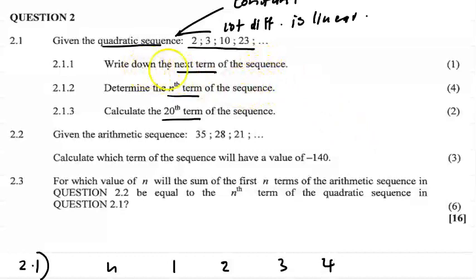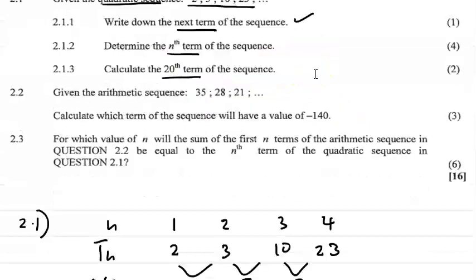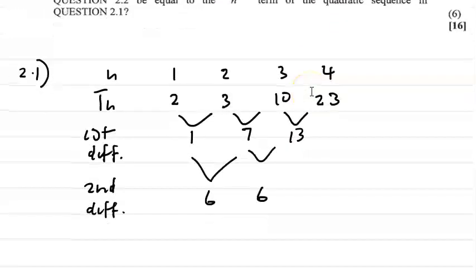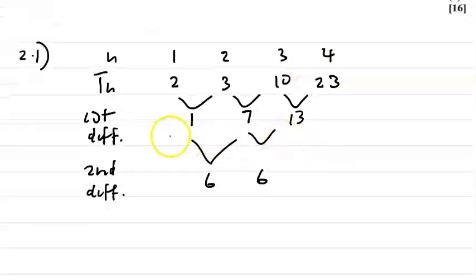So now we can answer our first question. And our first question says, write down the next term of the sequence. So in order to write down the next term of the sequence, what we do is we have to extend the first difference. And by working out the second difference, you can see that the first difference will be increasing by 6 each time. So 1 plus 6 is 7, 7 plus 6 is 13, therefore 13 plus 6 is 19, and 19 plus 6 is 25.